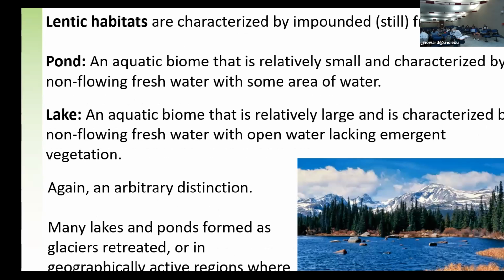So, lentic habitats then are still waters, ponds and lakes. Again, that's totally arbitrary. Okay. Lakes and ponds in many parts of the world are formed as glaciers retreat, leaving little pockets where they've dug out soil. That is true of most of the lakes across the northern United States and Canada. Many of the lakes in Europe and Central Asia are also the results of retreating glaciers.